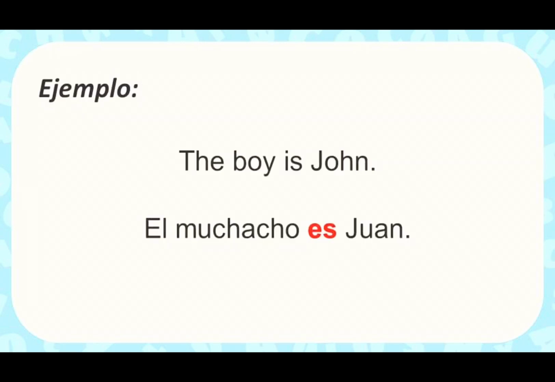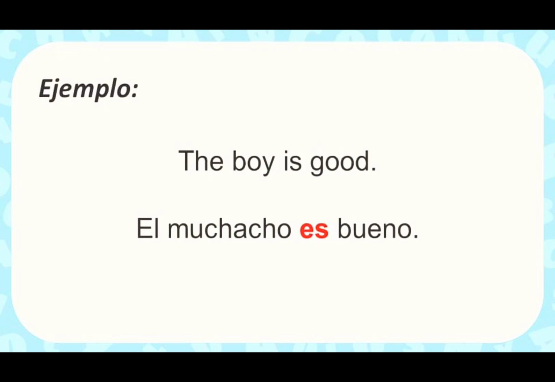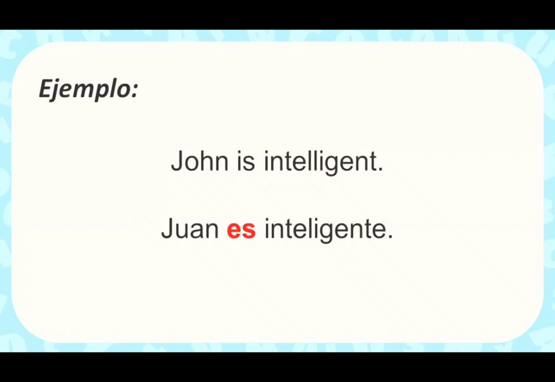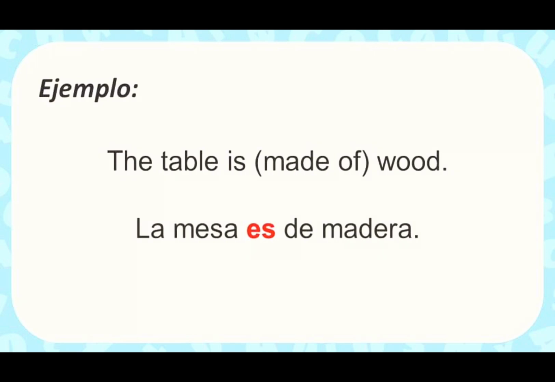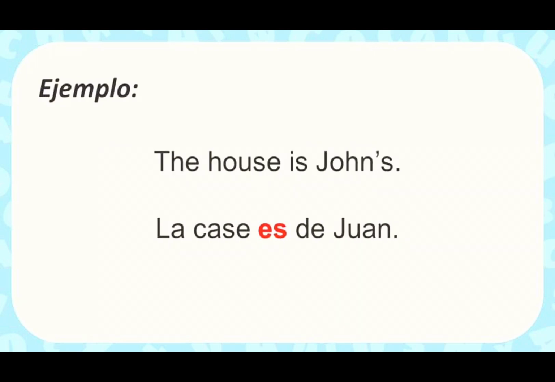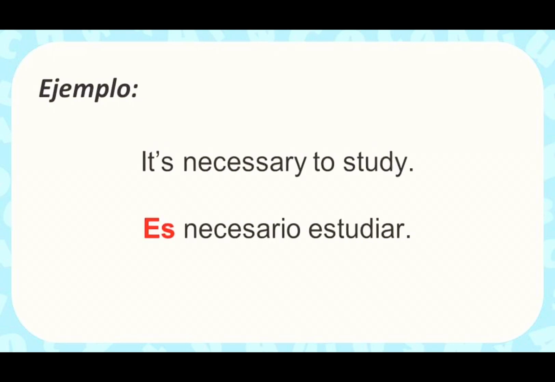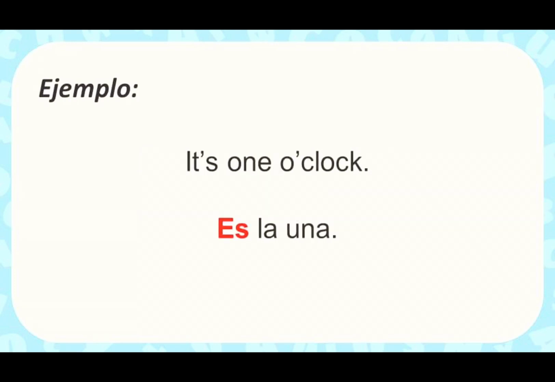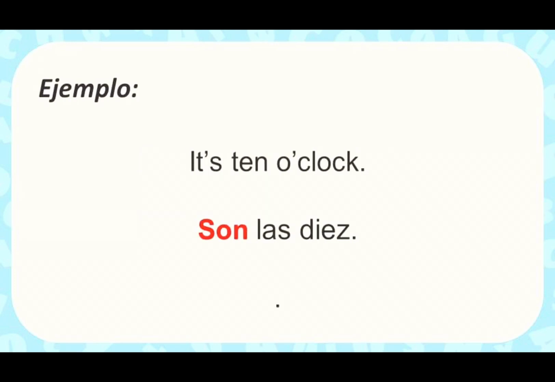Ejemplos. The boy is John. El muchacho es Juan. The boy is good. El muchacho es bueno. John is intelligent. Juan es inteligente. The table is made of wood. La mesa es de madera. The house is John's. La casa es de Juan. It's necessary to study. Es necesario estudiar. It's 1 o'clock. Es la una. It's 10 o'clock. Son las 10.